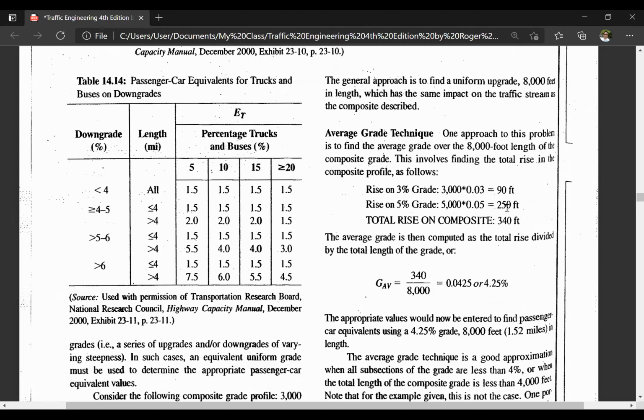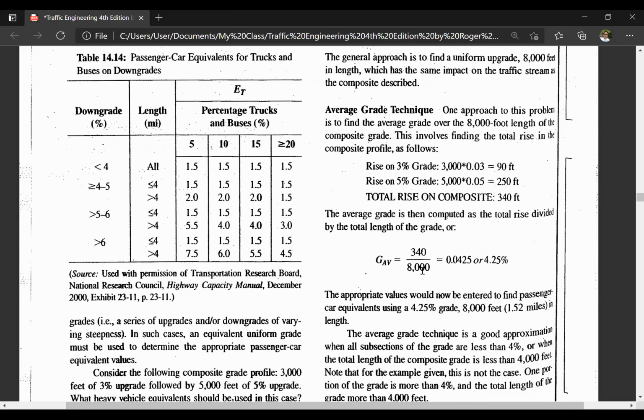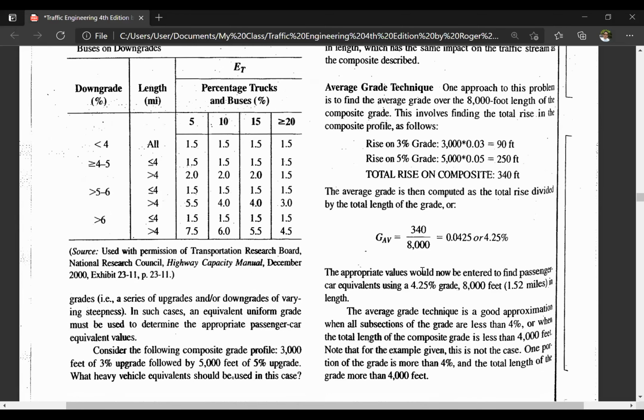So it rises 250. The total rise on the composite is 340 feet. The average grade is then computed by 340 divided by the total, which is 4.25.